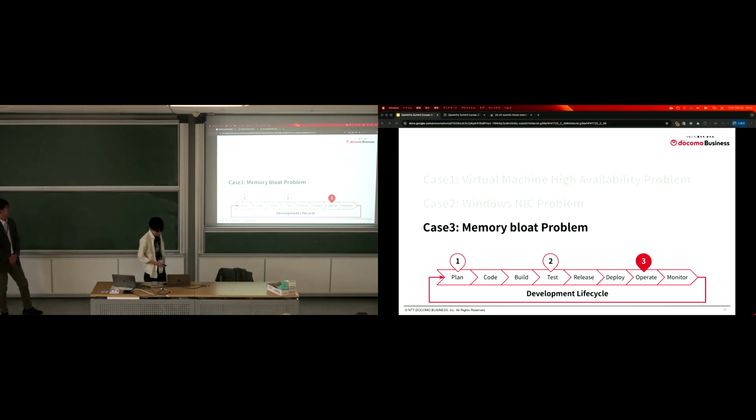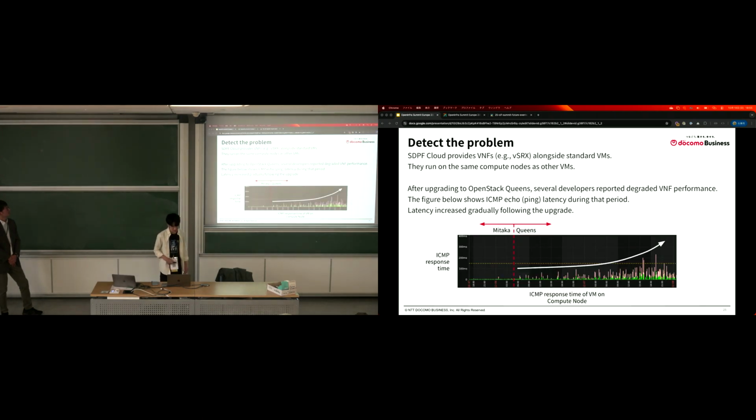Okay, I'll talk about the final problem. In SAP Cloud, in addition to standard IaaS virtual machines, we also provide virtual network functions, VNF. These run on OpenStack Nova compute nodes without distinction, and we treat customers' VMs and our VNFs in the same way. After we upgraded to the Queens release, the NFV teams reported degraded performance.